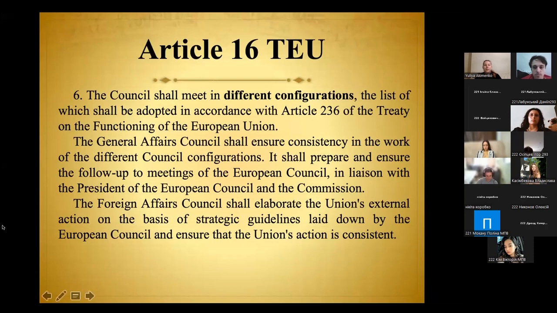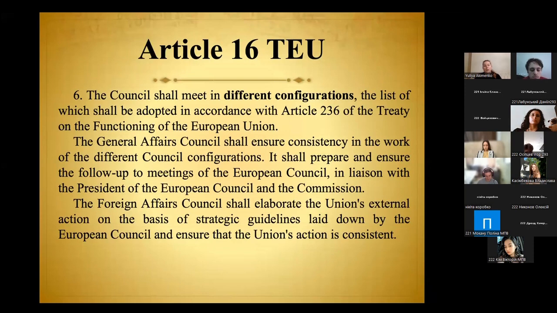The General Affairs Council shall ensure consistency in the work of the different council configurations, and it shall prepare and ensure the follow-up to meetings of the European Council in liaison with the President of the European Council and the Commission. So the General Affairs Council seems to everybody as the main configuration. However, there is no such strict rule or provision.